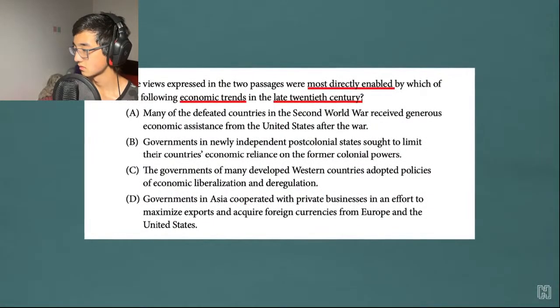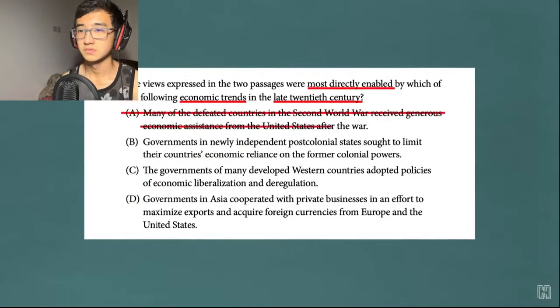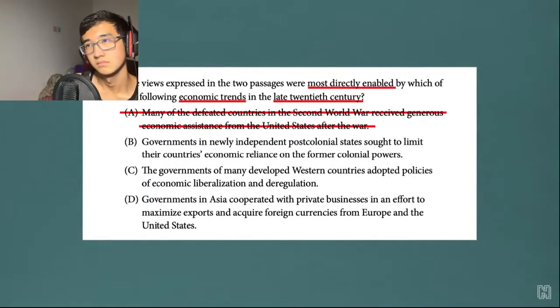So which of these answers is going to cause the reality that we see in these stimuli? Is it many of the defeated countries of the Second World War received generous economic assistance from the United States after the war? That's of course referring to the Marshall Plan, and it doesn't have anything to do with the globalized nature of corporations, so no. Governments in newly independent post-colonial states sought to limit their country's economic reliance on former colonial powers. They did that, but it has nothing to do with American corporations wanting less regulation. That has more to do with decolonization.